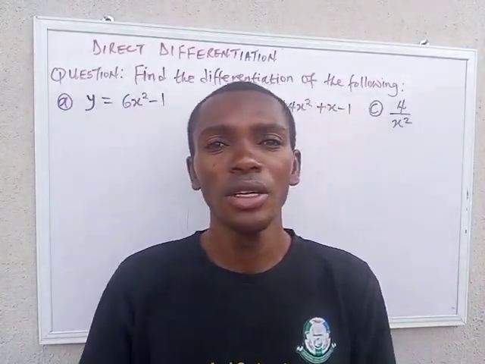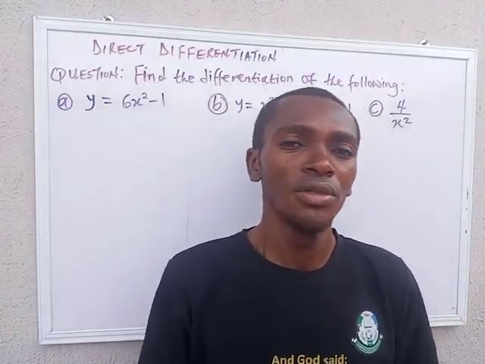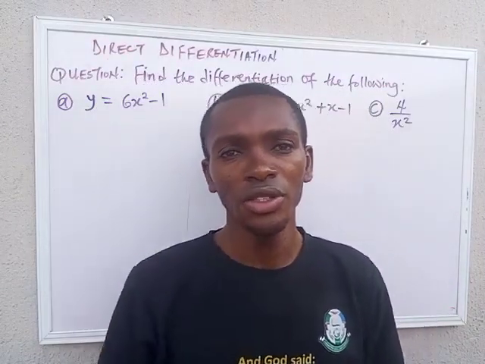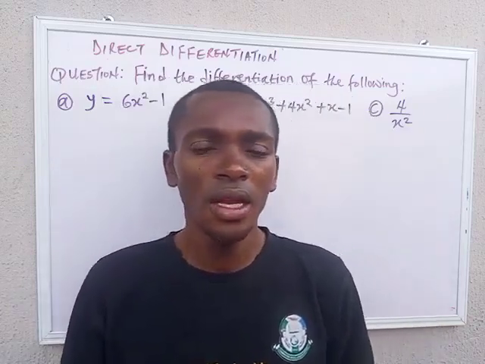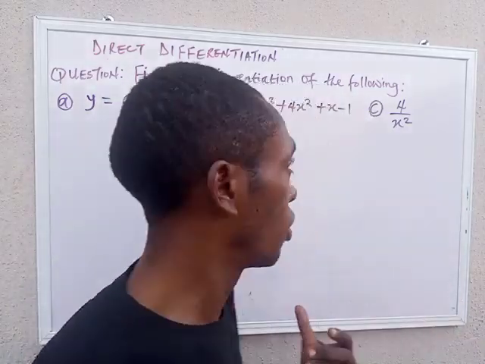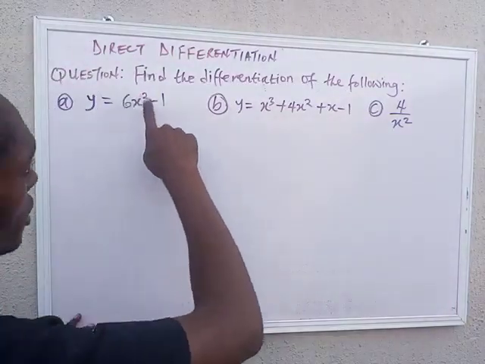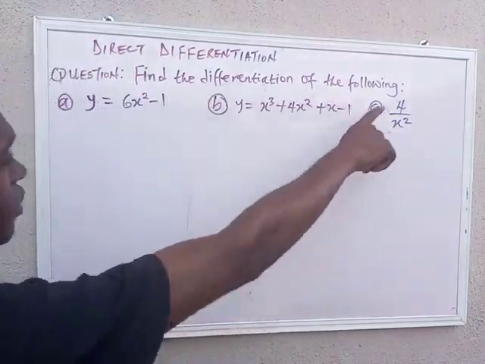Today we are going to be looking at questions on differentiation. We're going to be looking at differentiation using the direct method, that is direct differentiation. Now let's look at some of these questions on the board. The question here says, find the differentiation of the following.